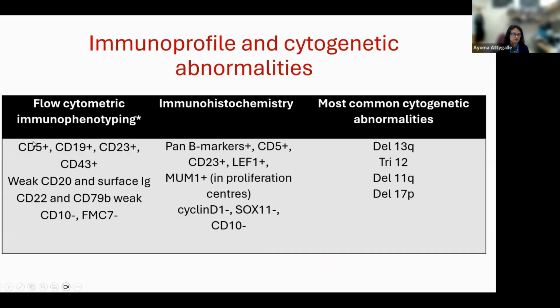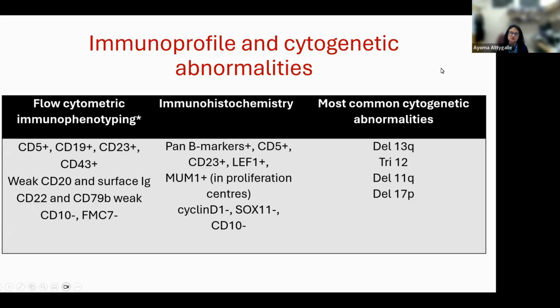you are able to assess quite a lot. For instance, you get the phenotype CD5, CD19, which is a B cell marker, pan-B marker, CD23 and CD43. There's weak CD20 and weak surface IG, and CD79B weak, and negative for CD10, negative for FMC7. So the CLL is scored in this way, depending on marker positivity. And the immunohistochemistry we've already discussed.